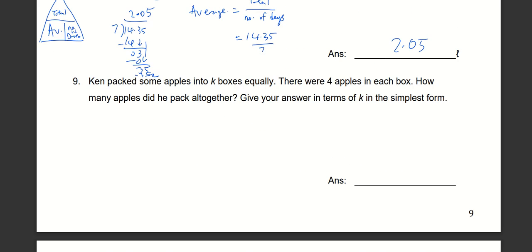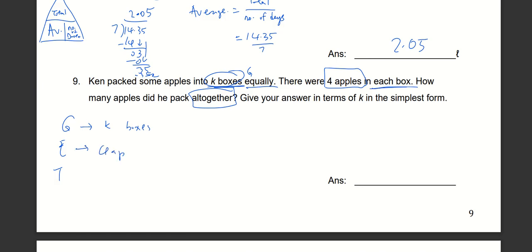Finally, question 9. Ken packs some apples into k boxes equally. It's an algebra question. There are 4 apples in each box. How many did he pack altogether? So you have a group, each, and total. The number of boxes is k. In each box there are 4 apples. You are looking for how many apples in total in terms of k in the simplest form.